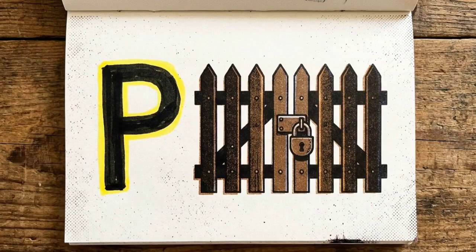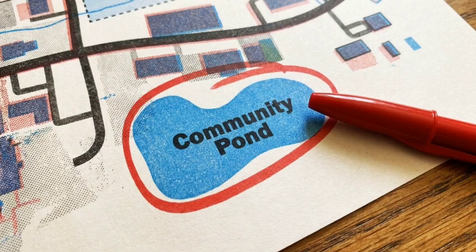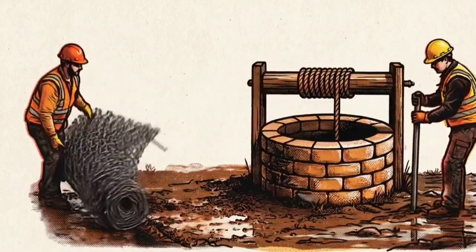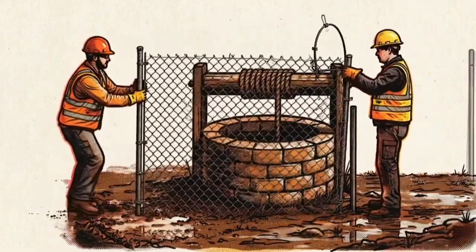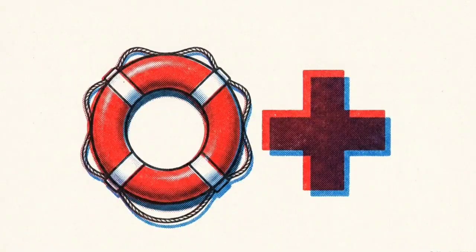Write the acronym PROTECT down the side of your paper. The letter P stands for physical infrastructure. Based on the hazards you just listed, write down one physical barrier you can implement. This might involve fencing off a community pond or installing a secure cover on a local well to keep people and water separate. R stands for rescue and resuscitation.